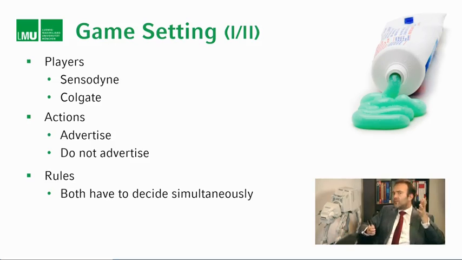Now, you may ask, well, whenever do people make a decision completely simultaneously? Or when do firms make a decision simultaneously? Simultaneous decisions basically just says that one player makes their decision without knowing what the other player has done, and vice versa. So that's our definition of simultaneity.